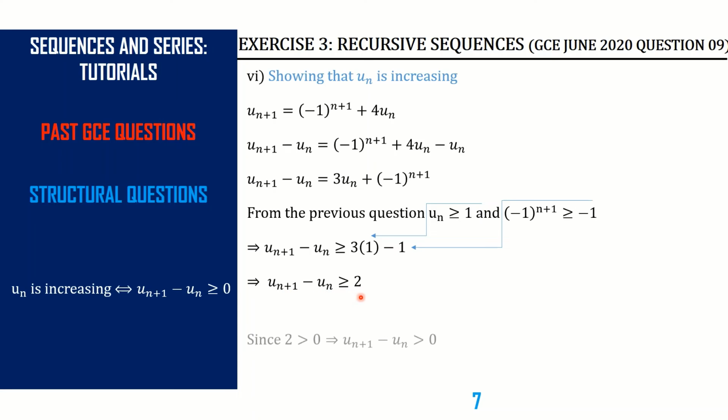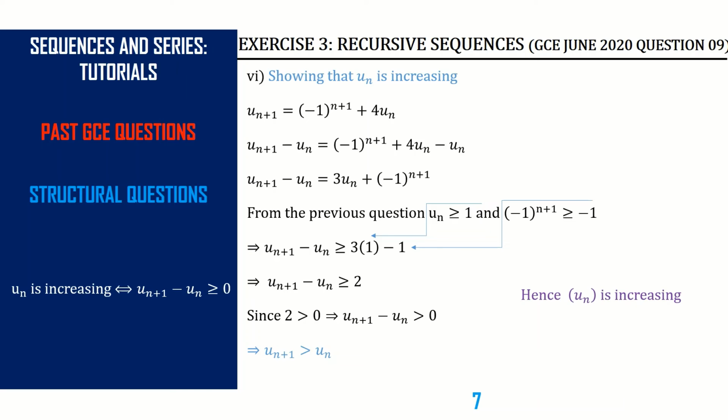But I know that 2 is greater than 0, and u of n plus 1 minus u of n is greater than or equal to 2. It means that u of n plus 1 minus u of n is also greater than 0, since 2 is greater than 0. So I can draw a conclusion, in layman's sense, u of n plus 1 is greater than u of n. So u of n is increasing. So we can conclude that the sequence u of n is increasing.